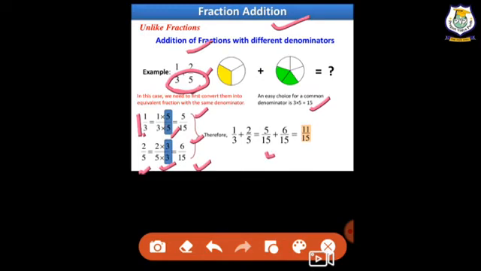Now our denominators are same. Whenever our denominators are same, what are we doing? We are writing the denominator as it is, and 5 plus 6 is 11. So here the answer is 11 upon 15. Like that we are doing our addition of fractions when the denominators are not same.